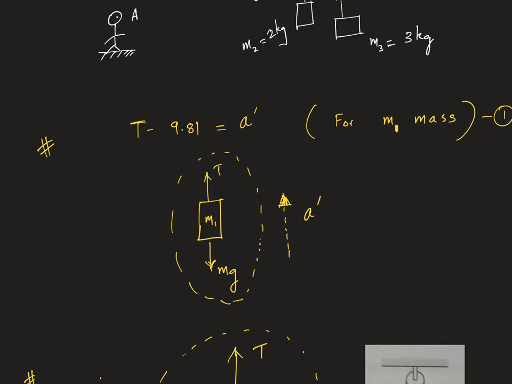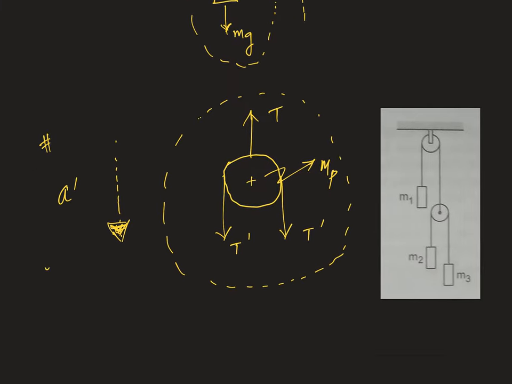I'm not a big fan of shortcuts. So I start with drawing the free body diagrams of individual systems. So first I'll start with the M1 mass, which is pretty straightforward. Tension T is acting upward. Weight is acting downwards, but the whole system is accelerating upwards with an acceleration of A prime, which will get me this equation. Very straightforward.